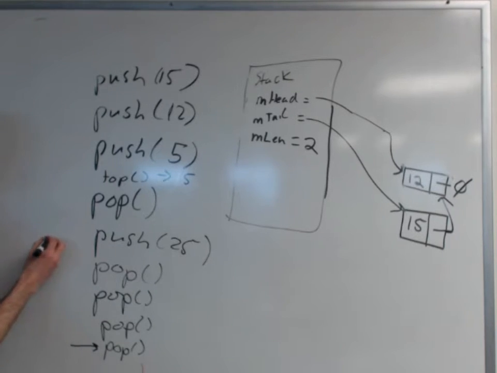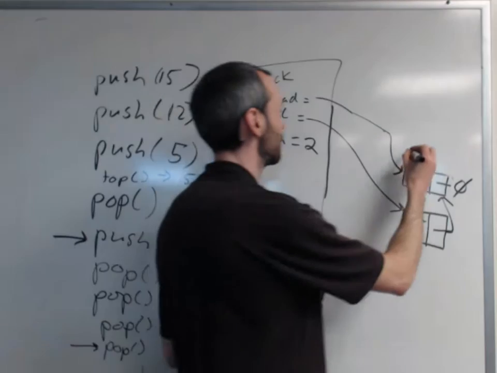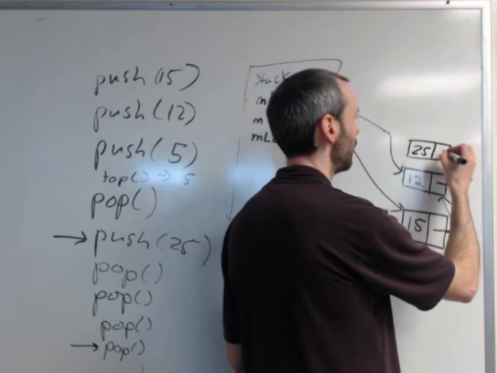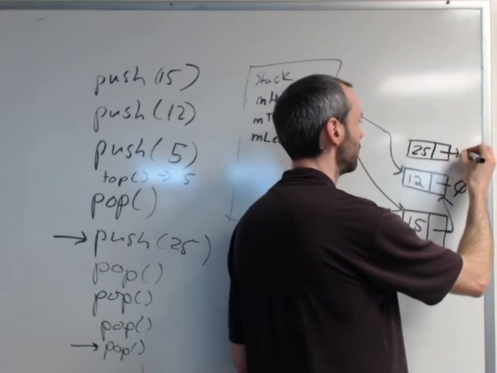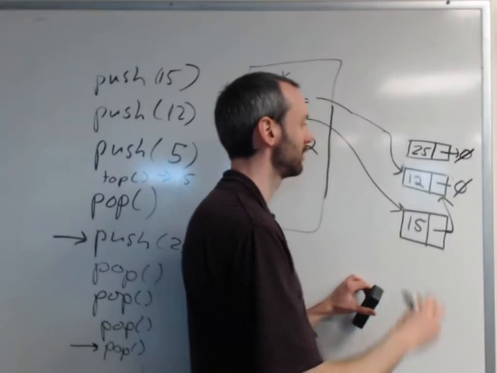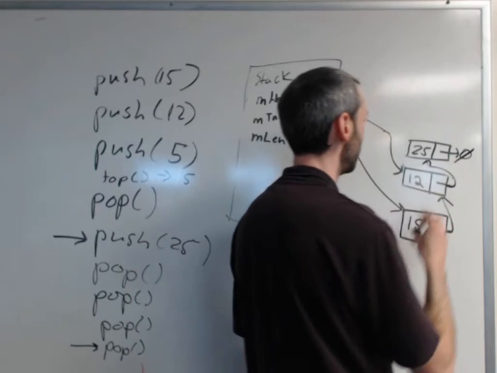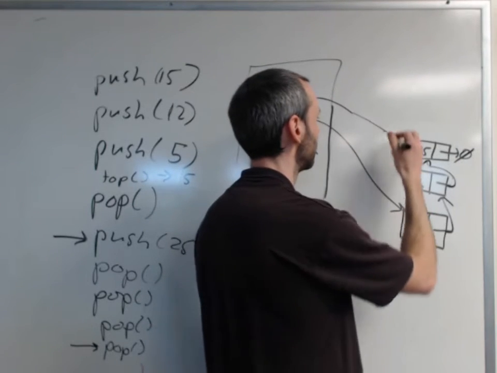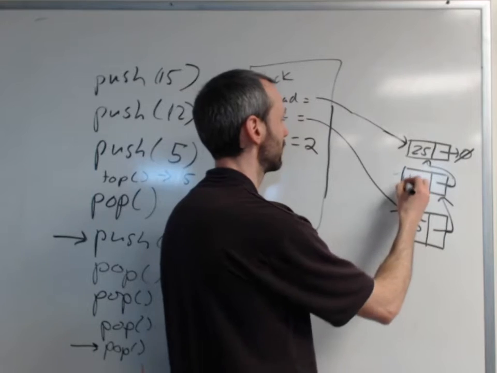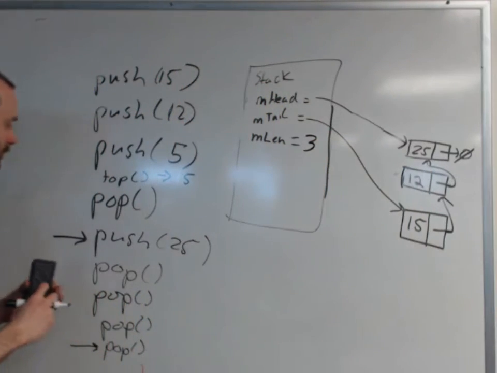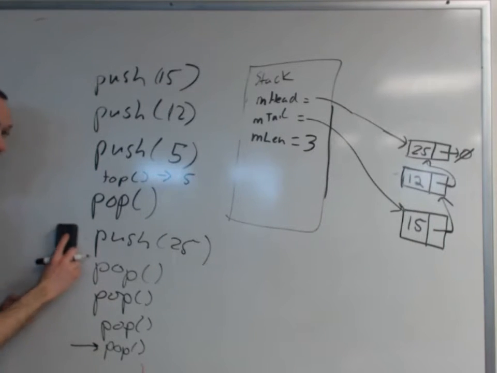All right, we're going to push the 25. What happens? Create the node. Someone besides Craig start talking. What does it say? 25 points to null. Then have mhead point to 25. After doing that, increment m length. Magic. We can count to 3.